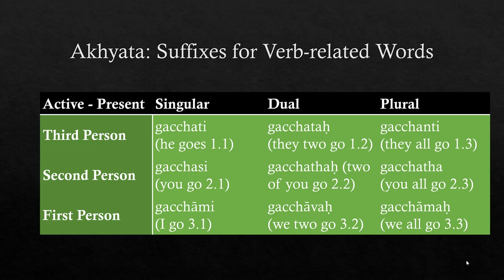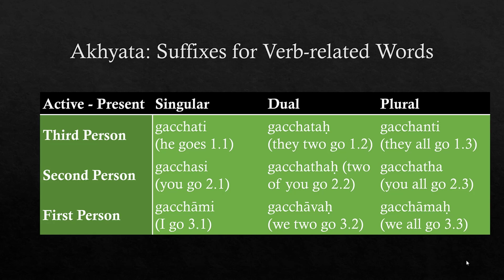Next line is gacchasi. If I were to ask you, you go, that will be gacchasi. You two go, gacchata. You all go, gacchata. Very slight difference. And the first person, I go, we two go, we all go. So, depending on which of these suffixes we choose, there will be different usages.